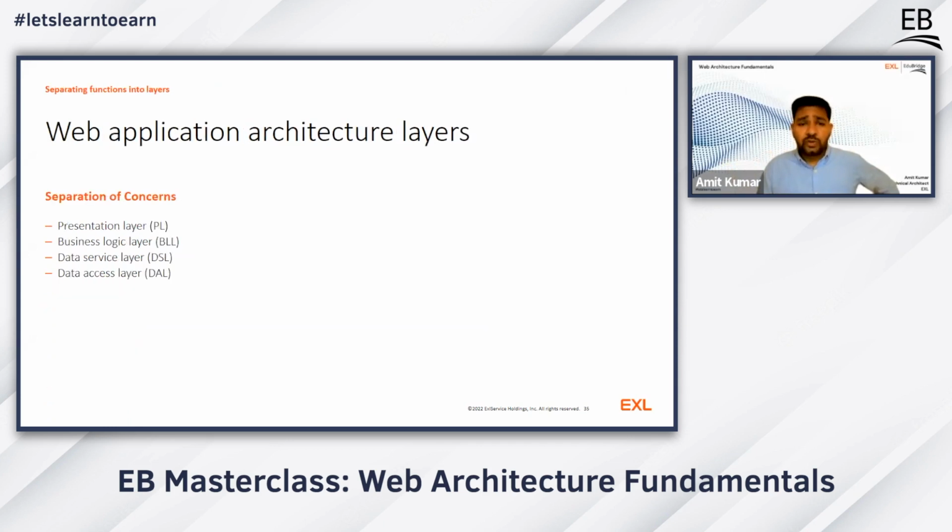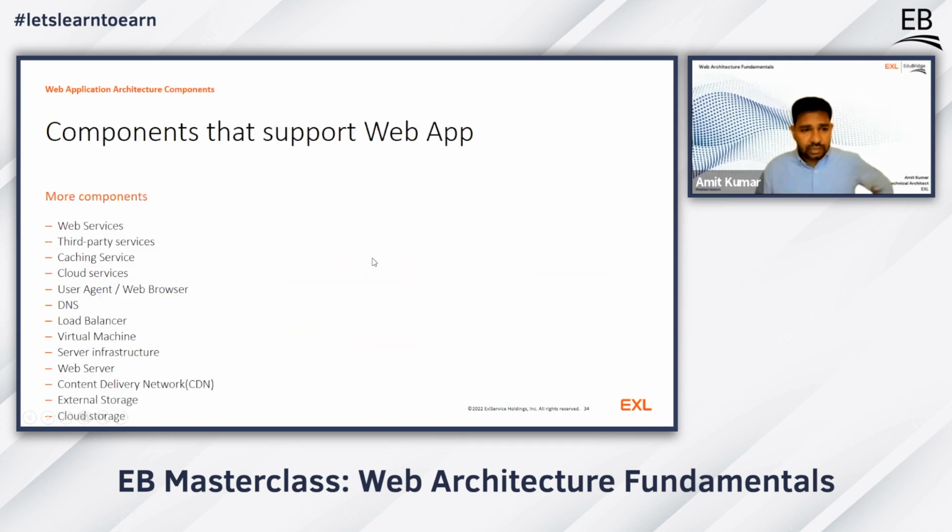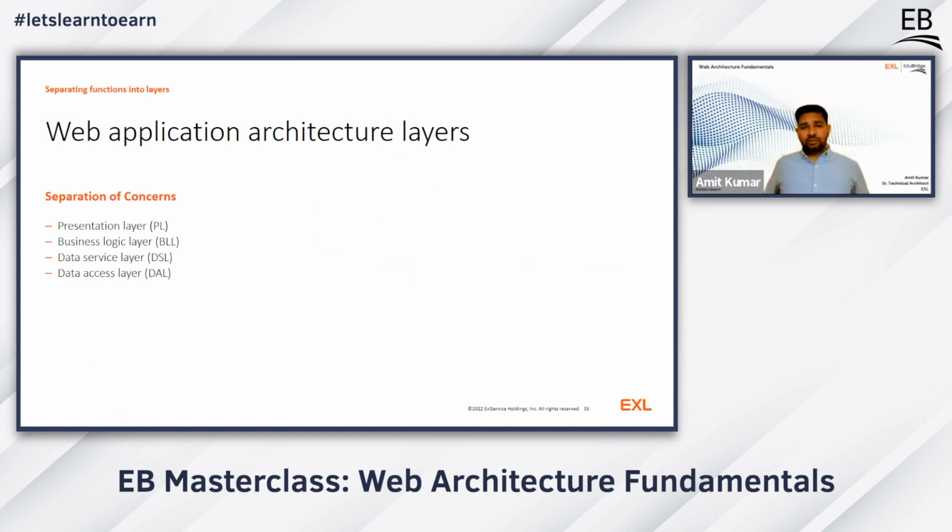Now, because we have several components, based on the features they provide and the kind of work those components are doing, we can arrange them in layers. Like here you see the front end, back end, something like this. Here you see the separation of concerns. While we are dealing with complex entities, more than one entity, it is better to arrange them in some kind of category. So most application architectures arrange their components in layers: presentation layer, business logic layer, data service layer, data access layer.